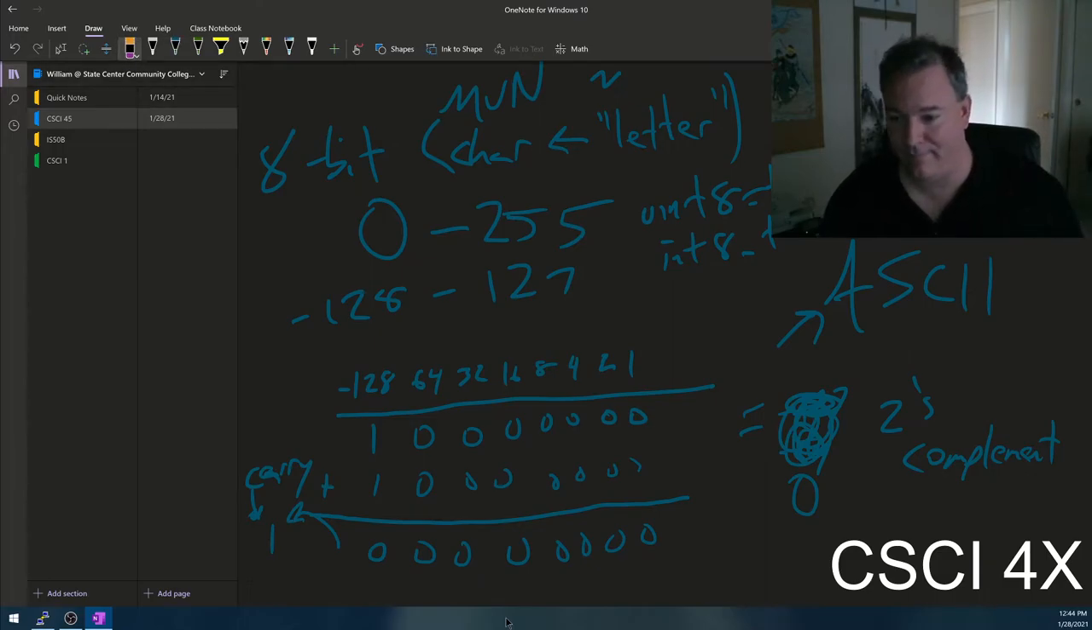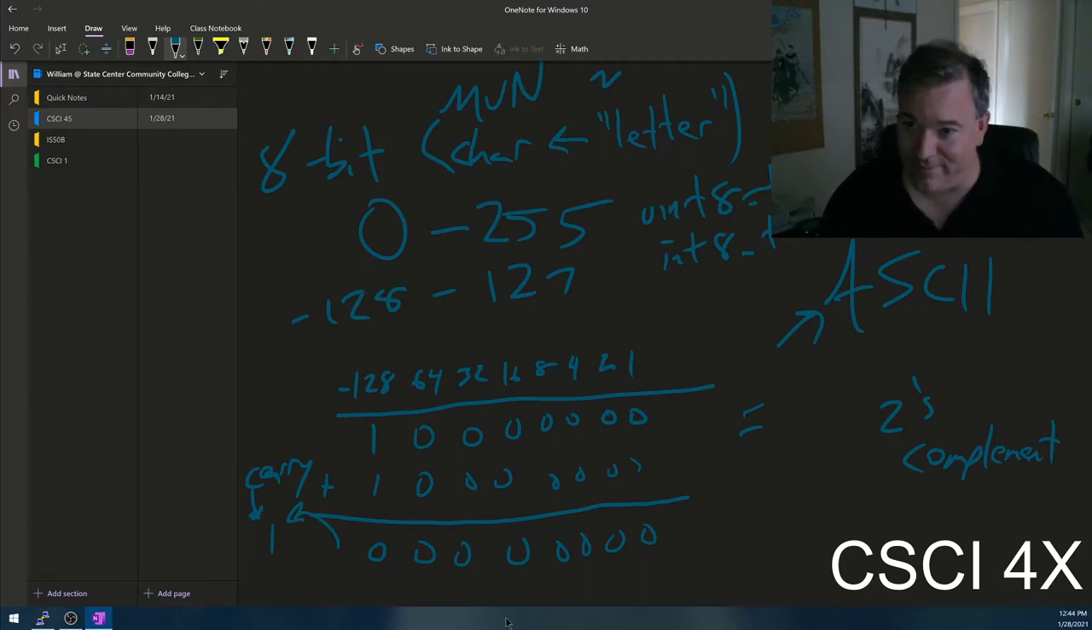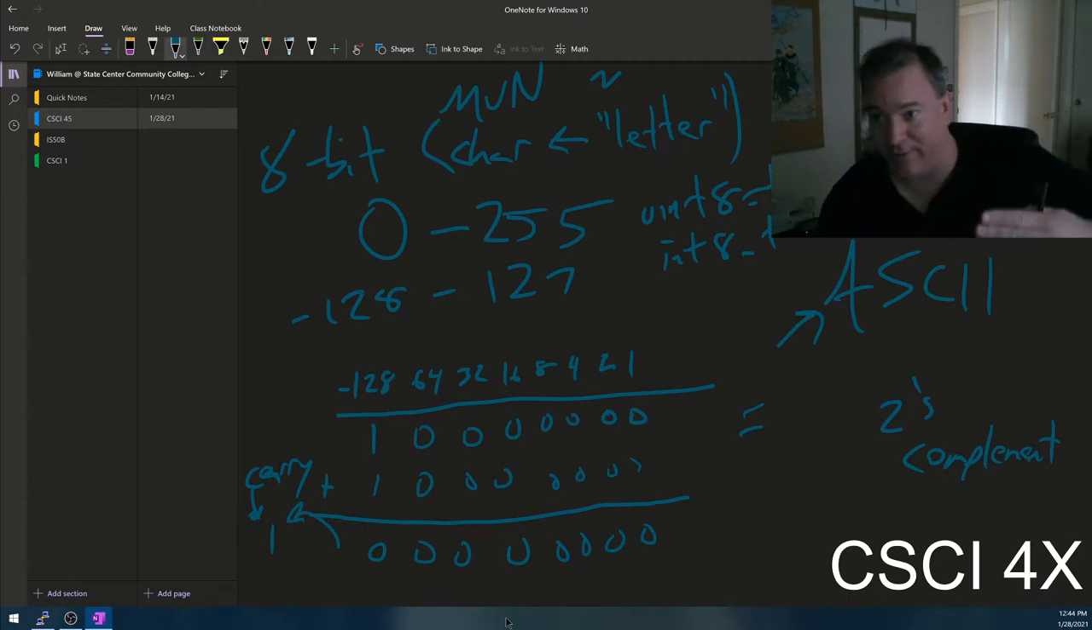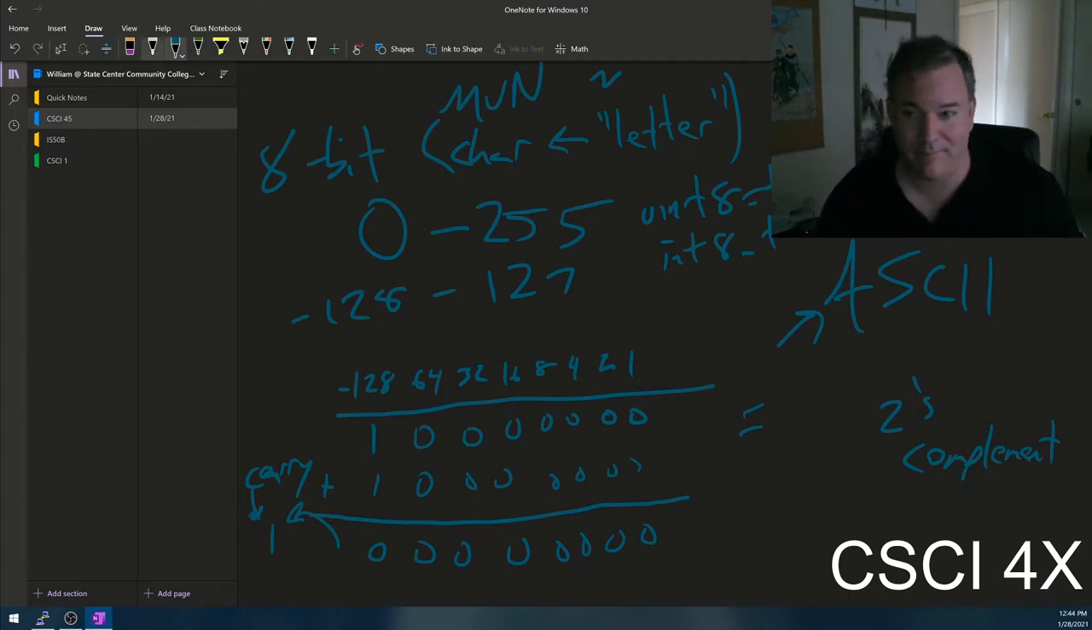So that's actually pretty reasonable. If you subtract 1 from negative 128, you get 127. If you add 1 to 127, you get negative 128. It overflows and wraps around to the bottom. It underflows and wraps around to the top. And that's actually expected behavior.